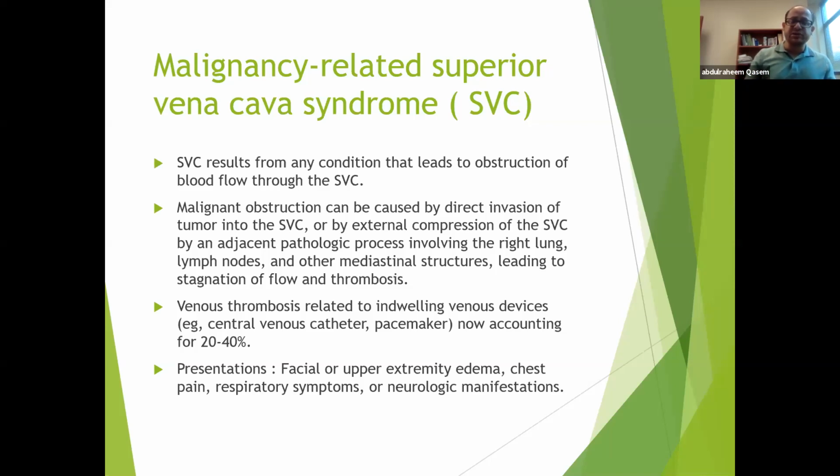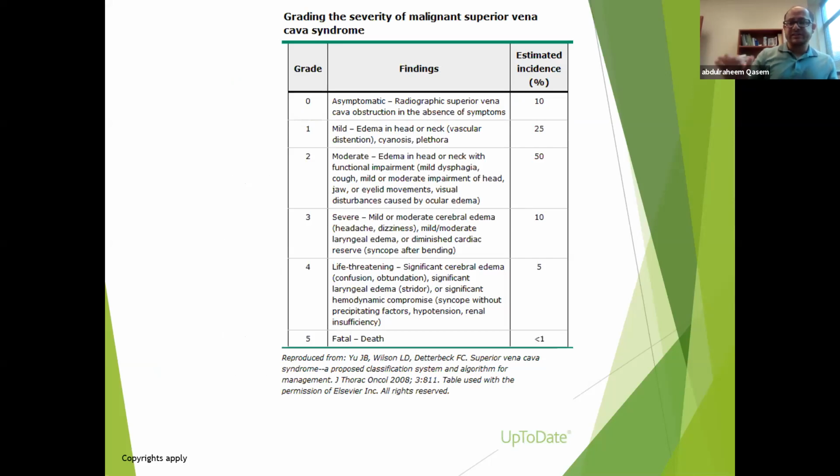Presentation, usually patients present with facial and upper extremity edema, chest pain, respiratory symptoms, and in severe cases, neurologic manifestations. There are grades for severity of malignant superior vena cava syndrome, from grade 0 to grade 5. Grade 0 is asymptomatic, just found on the CT scan. They do have some obstruction based on the CT scan, but clinically, the patient does not have any symptoms. And grade 5 is on the other end of the scale, where the patient is dead. In grade 1, usually the patient will have some mild edema in the neck. There will be some vascular distension that you can see, cyanosis, and plethora in the face.